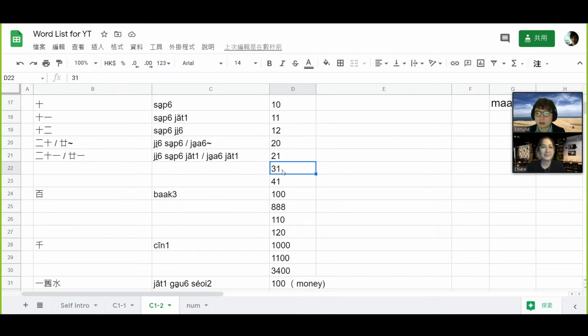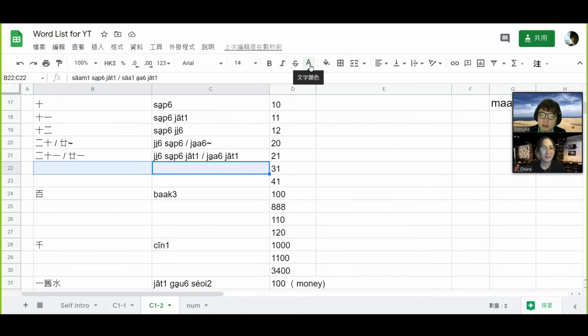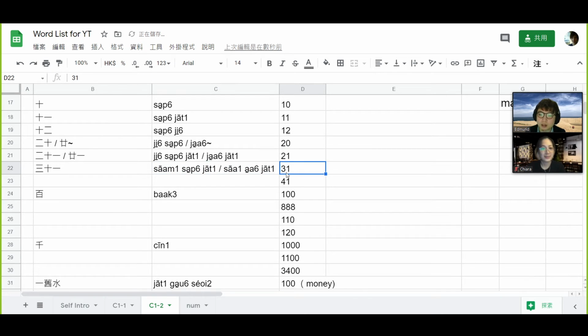And for this one, how do you say it in the normal way? Like 30, 31. But then there is another way to say it using a shorter version. The shorter version from 30 will be like this. The sap becomes like a sixth tone.